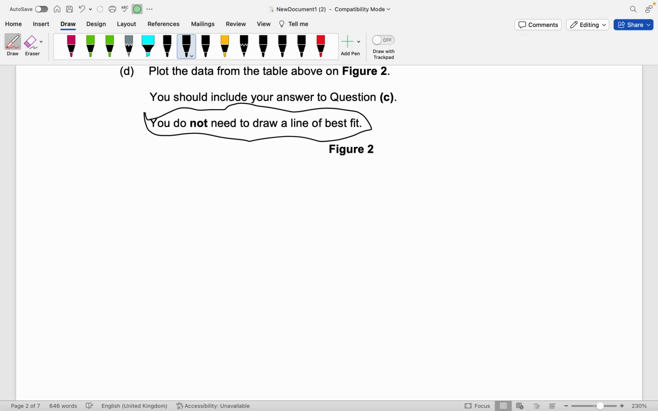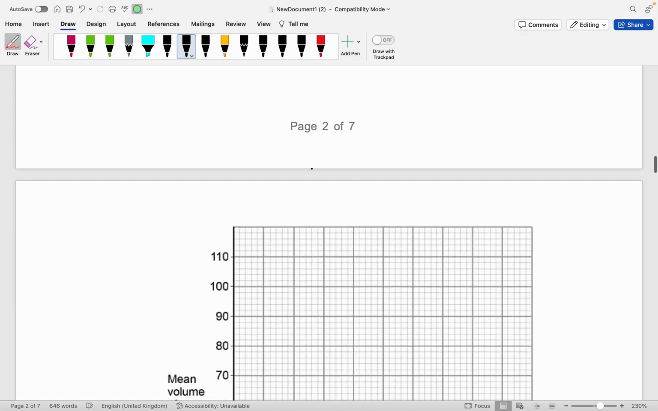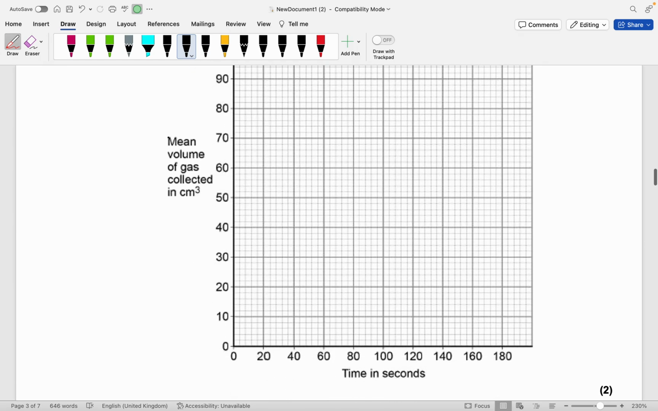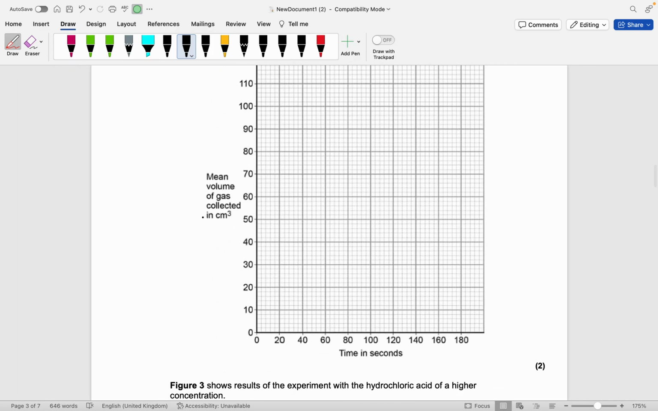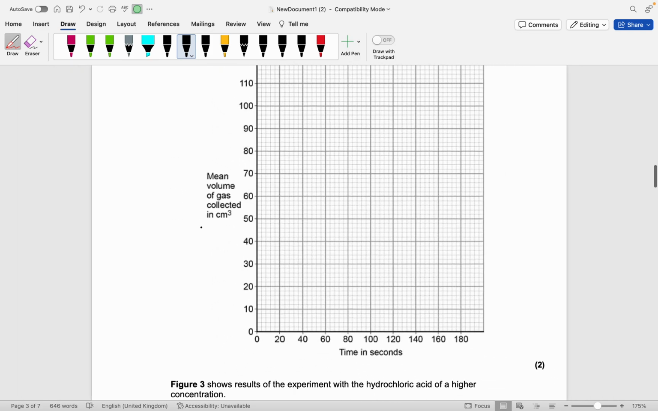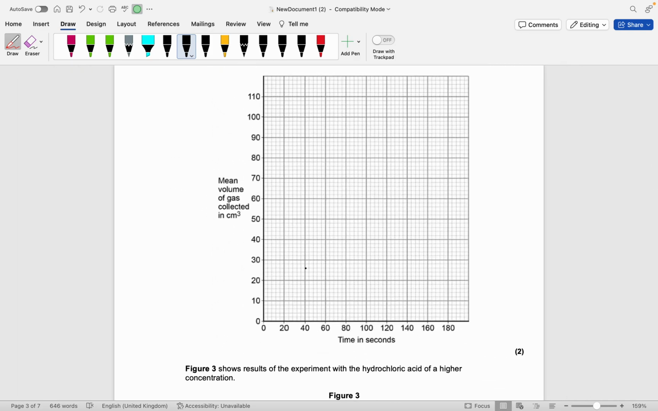That saves us a step, okay? So let's have a little look at the graph. They've got our axes on already. Let me just make this a little bit bigger, a little bit zoomed out for you. We can see our scale is all done for us, which is really helpful. On the y-axis we've got the mean volume of gas collected in centimetres cubed, and we've got the time in seconds on the x-axis.